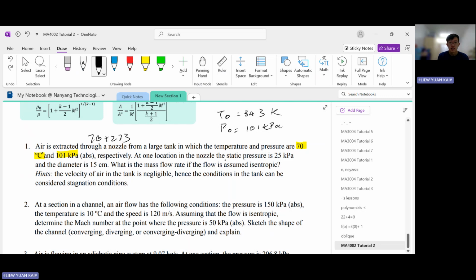And then at one location, the static pressure is this. So we can call this point one. We just give this point a name. So we call this location point one, and accordingly, its pressure would be P1. So P1 equals 25 kPa, and the diameter here is D1. So what's useful about the diameter? I'll just tell you straight up, it will give you your cross-section area. So D1 will give you A1. They ask for mass flow rate, so let's get started.